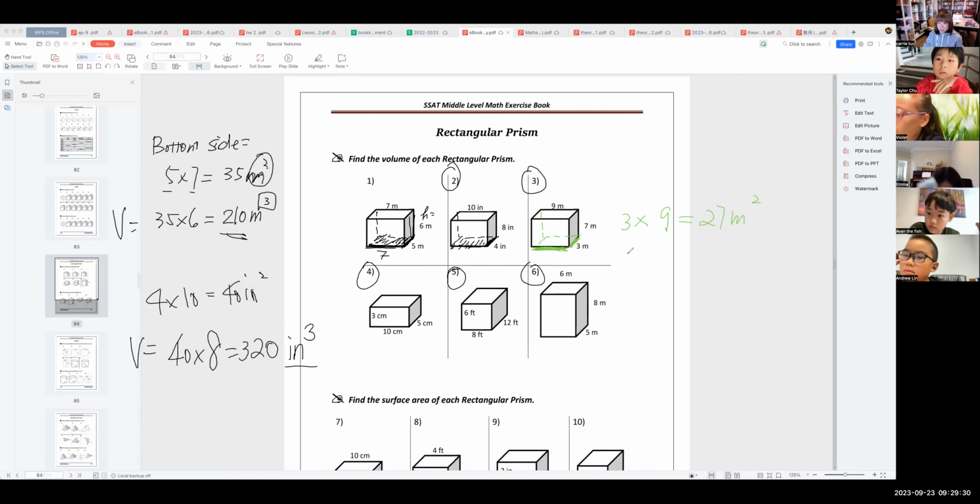Understand? And can you tell me what is the volume? The volume is the bottom square times the height. So for this one, which is the height? 7. Very good. So 27 times 7 equals 189 meters cube. You're right. Okay, understand? So 4, 5, 6, the same thing. You do it yourself. And everybody, when you finish, please send it to me by chat.